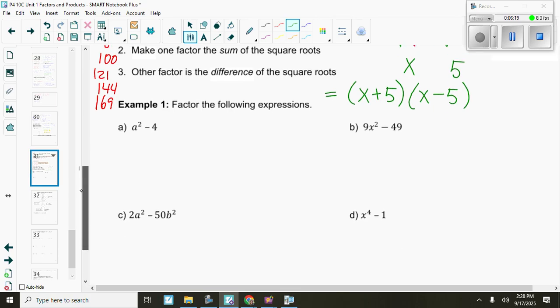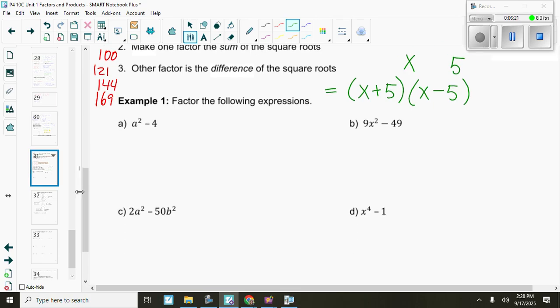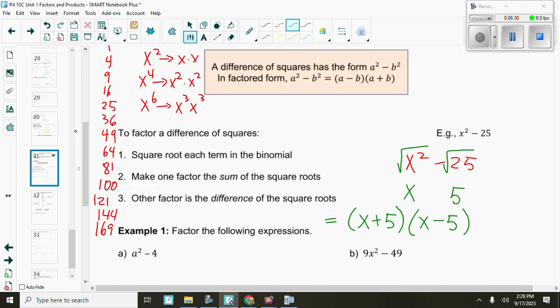So I'll do a couple through for you. Okay, so a squared minus 4. Right away you see an even exponent, you're like, perfect square, check. 4, is 4 on my list? Absolutely. What's the square root of 4? 2. I'm glad you all answered that.